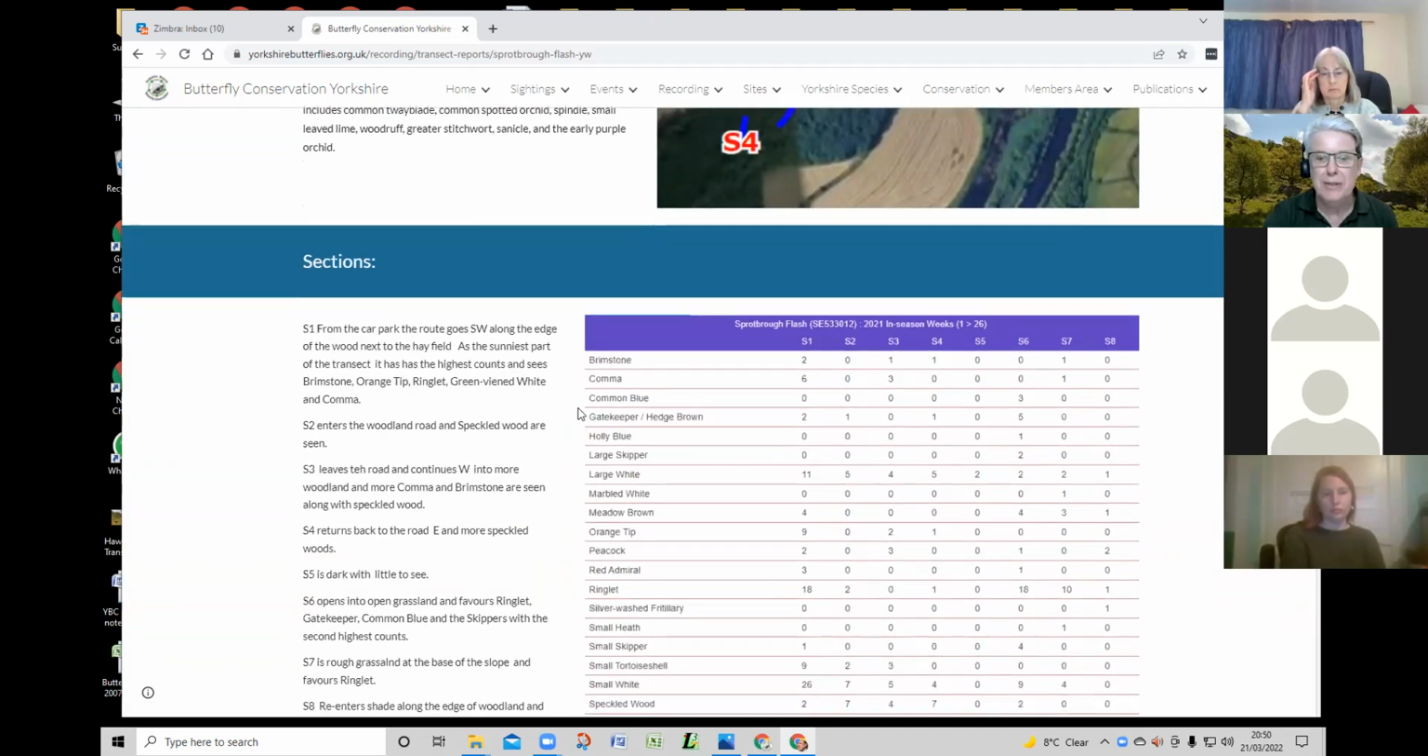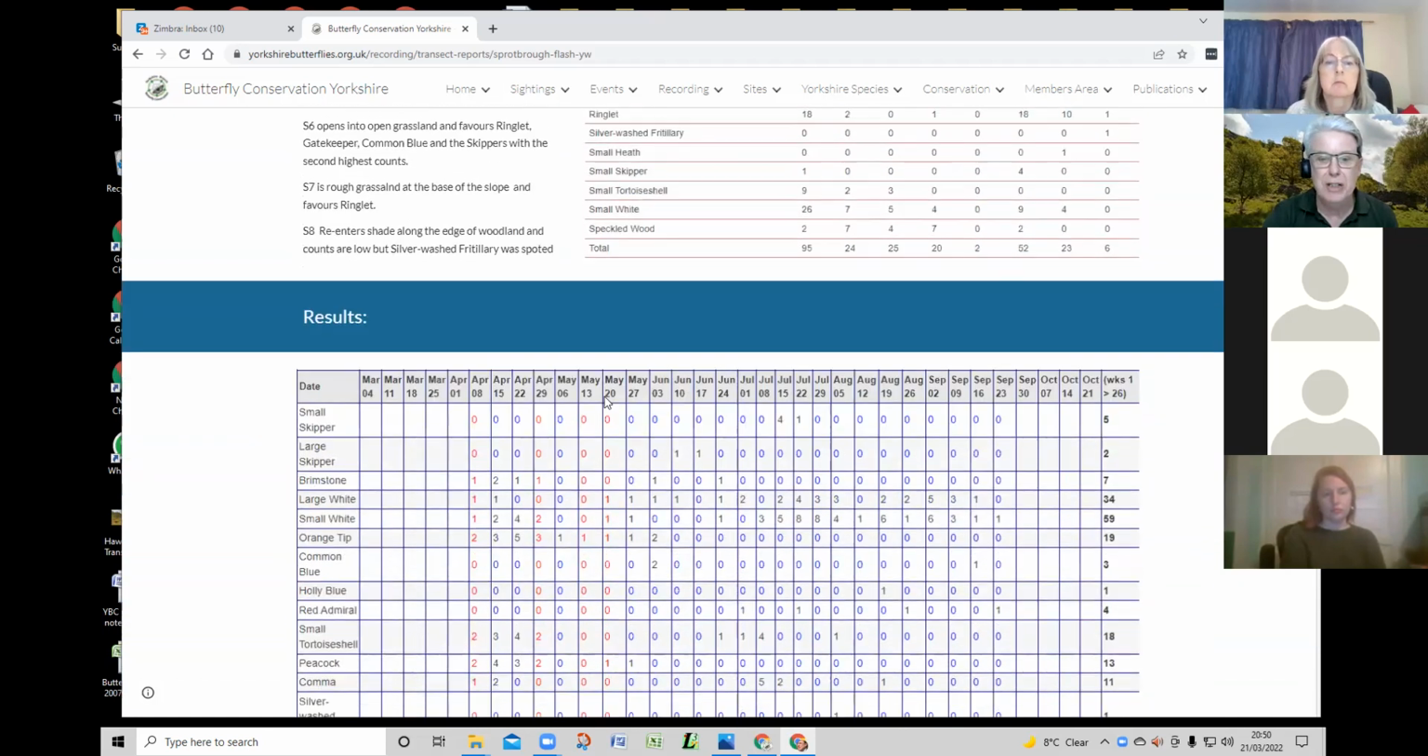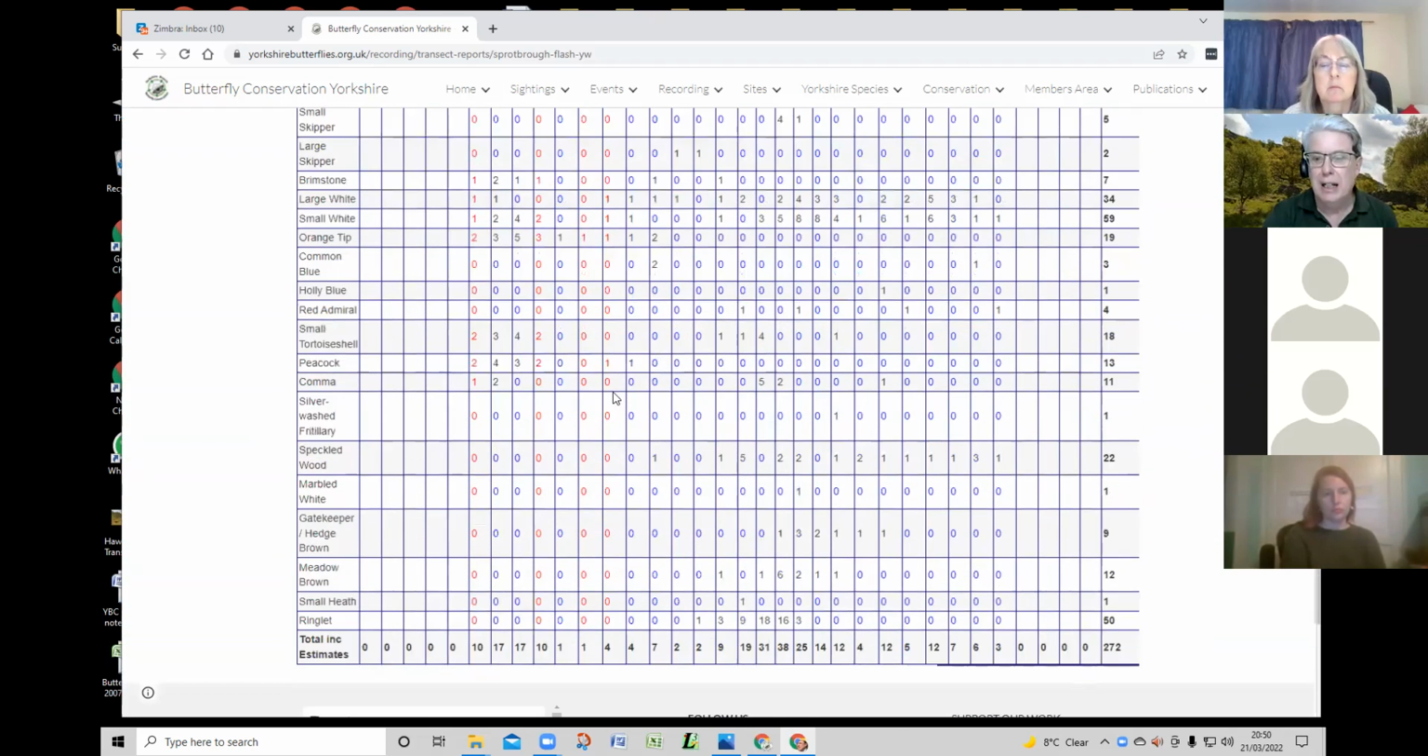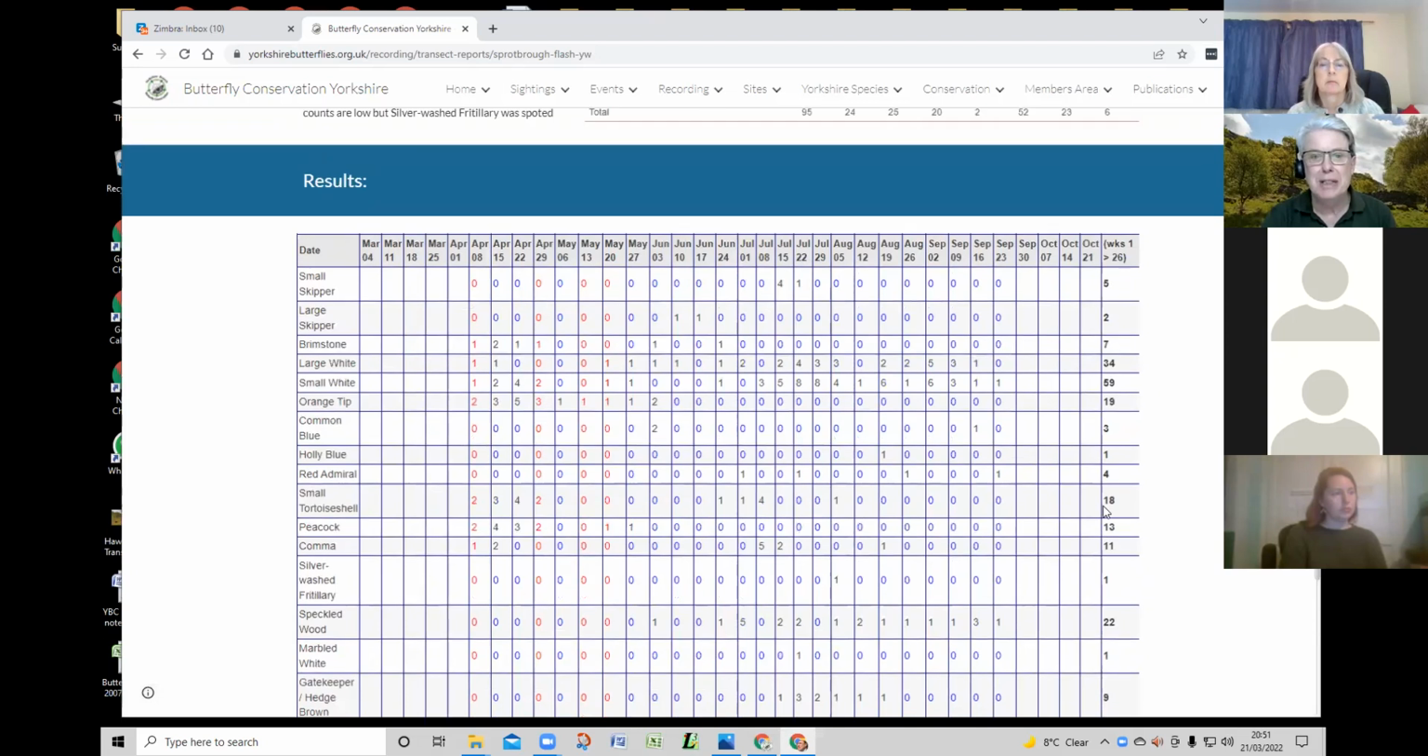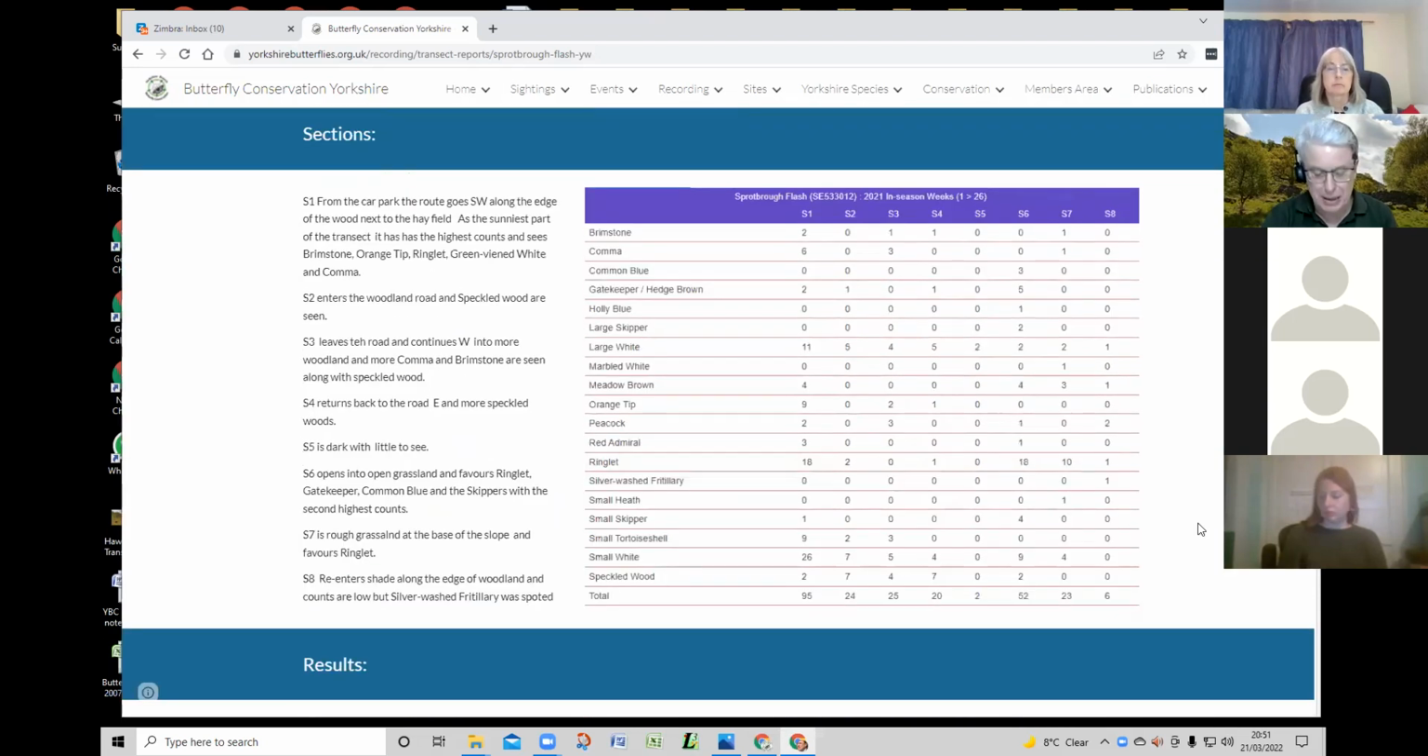So just to give you an idea of the species, not huge counts, but it's nice to see marbled whites coming through. The inevitable silver-washed fritillary coming through, probably just a wanderer from the local area. Small heath in small numbers. Just a pretty typical set of figures.